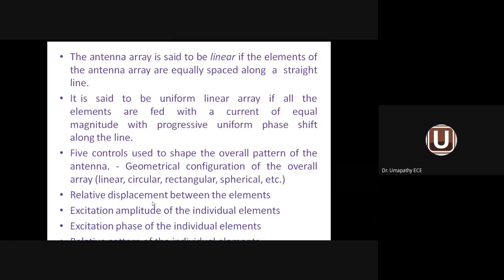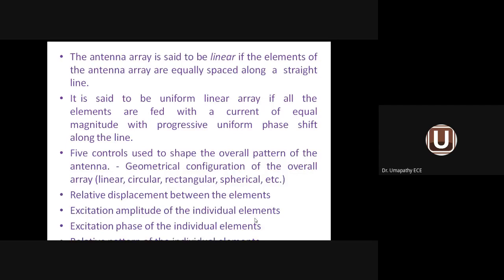Second one, displacement between the element. Suppose I go for 10 element antenna array. What is the space between each and every element? Space between element 1 and 2, 2 and 3, 3 and 4, like that. I have to look for the displacement between the element. Then amplitude of the individual element. So what is the current flowing through each and every element? What is the amplitude of each and every element? And the phase between adjacent element.